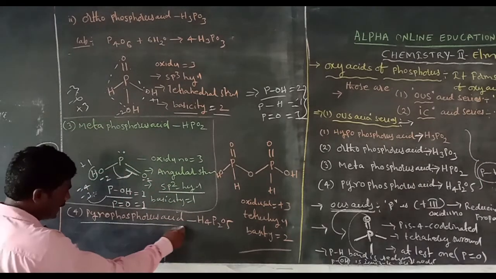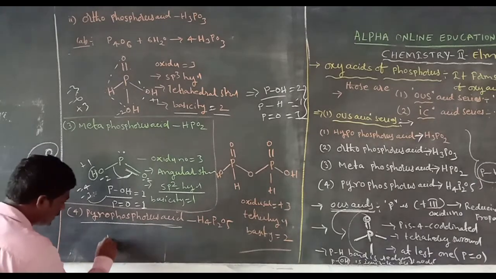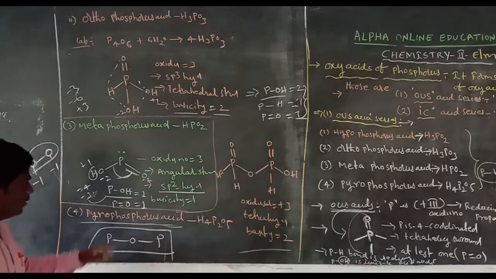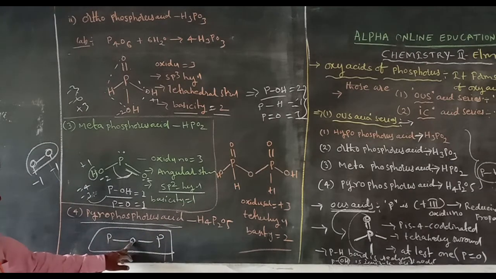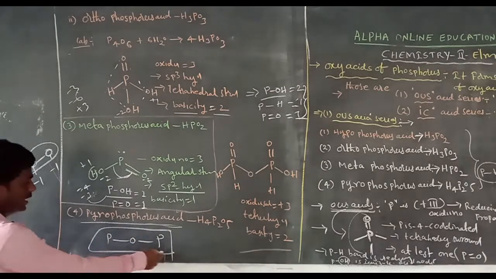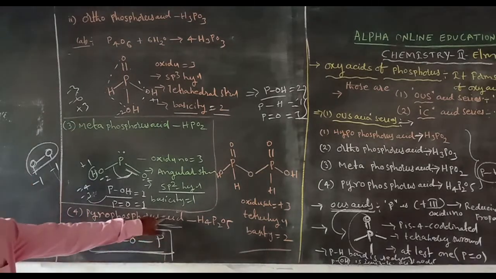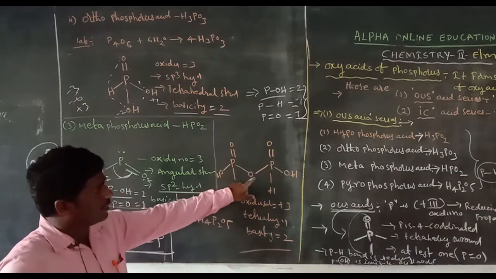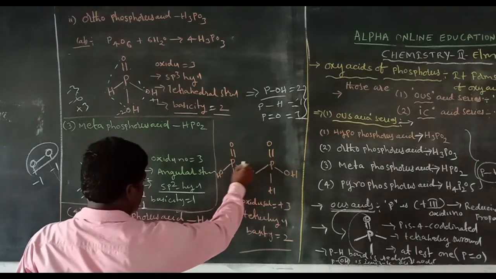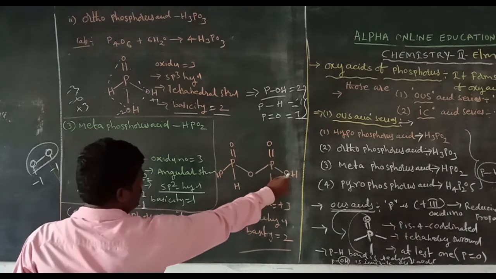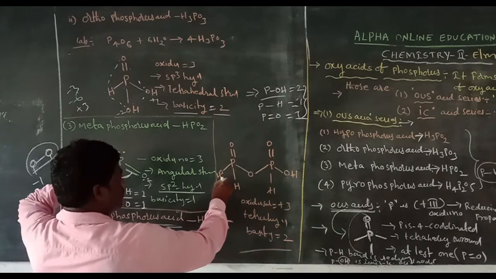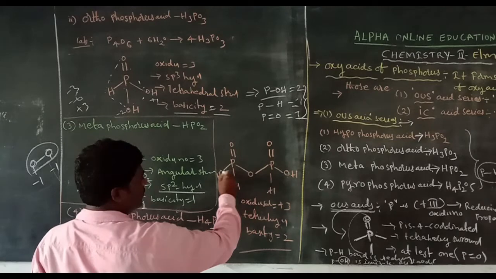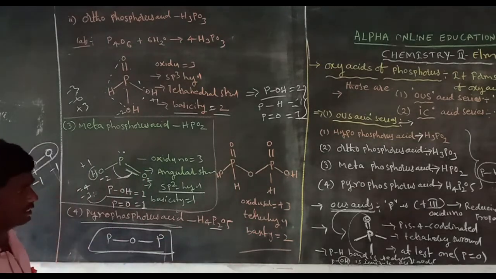And the fourth one is pyrophosphorus acid. Pyro means P-O-P. That is also called pyro. The general formula of pyrophosphorus acid is H4P2O5. That is the structure of H4P2O5. Here there are 2 phosphorus atoms, 4 hydrogen atoms, 1, 2, 3, 4, and 5 oxygens, 1, 2, 3, 4, 5. That is the pyrophosphorus acid structure.